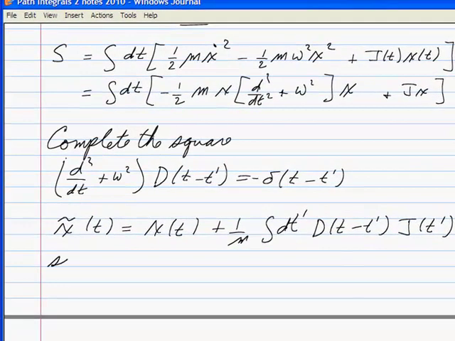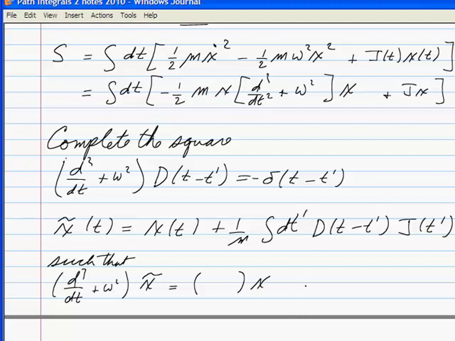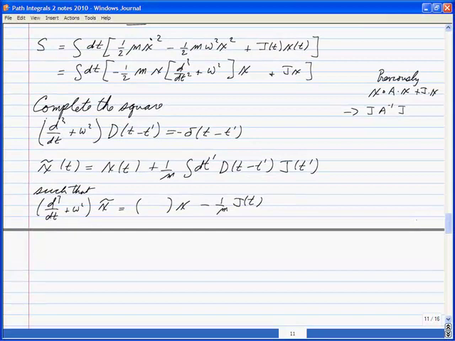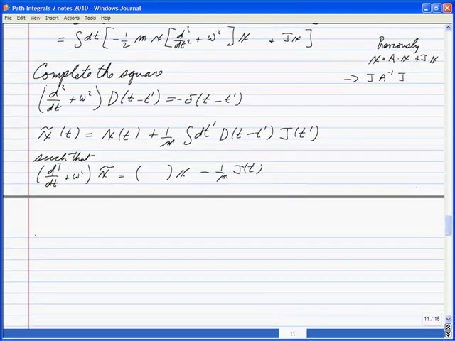Right. If you do that, then if I take this differential operator d squared by dt squared plus omega squared acting on this x twiddle, it's the same thing acting on x. And then the piece where it acts here gives me minus 1 over m j of t. Okay? So that's useful. Then if I had this thing being x twiddle instead of x, the differential operator gives me the x piece, and then there's a minus sign that cancels the j piece. Okay, so let's just write that out again.